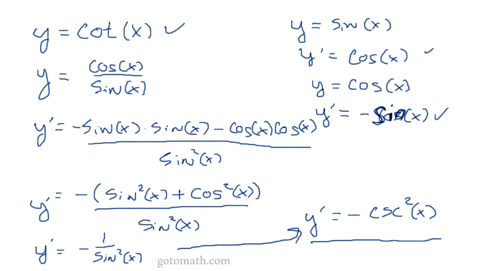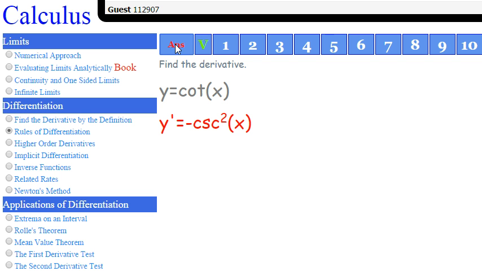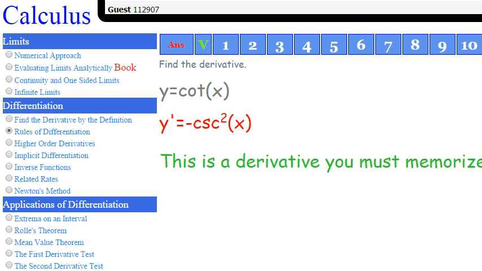All right, and let's see. Yeah, there it is right there. I hit the help button. That's what it says. Derivative you must memorize. All right.